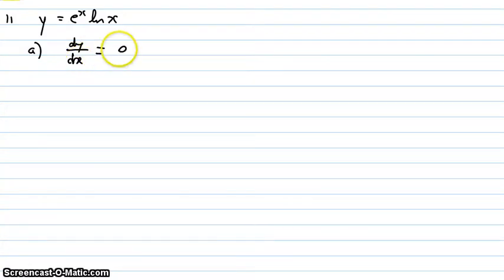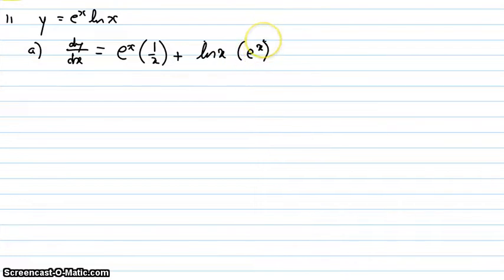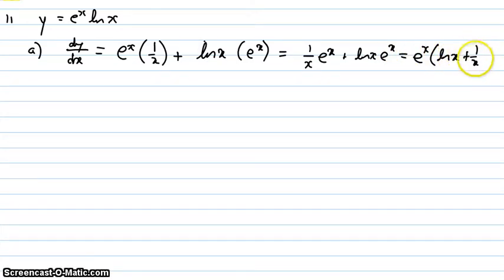Well, we hold e to the x constant, differentiate ln x, we get 1 over x, plus hold ln x constant, differentiate e to the x, you get e to the x. So our answer is 1 over x e to the x plus ln x e to the x. They can also be written as e to the x ln x plus 1 over x. So any of these forms should be fine.